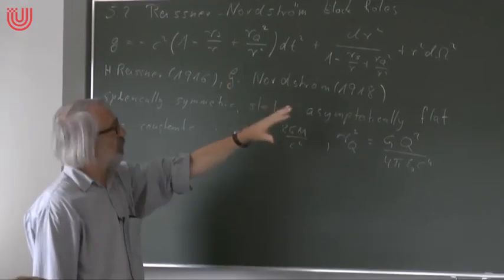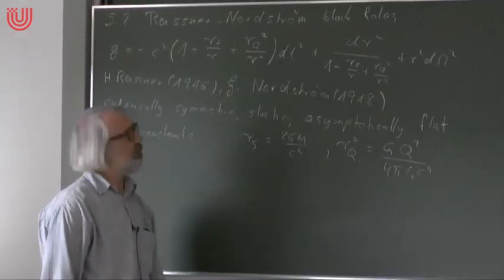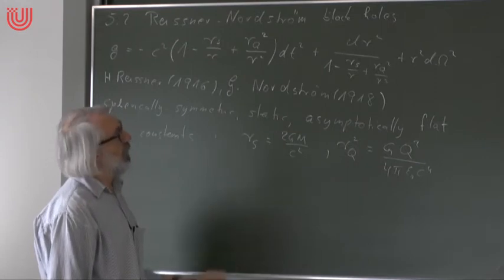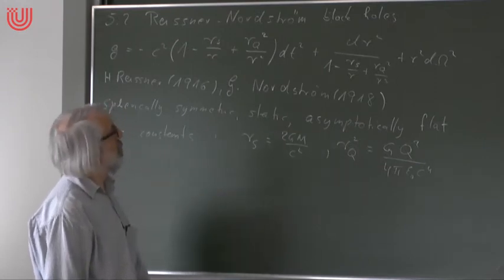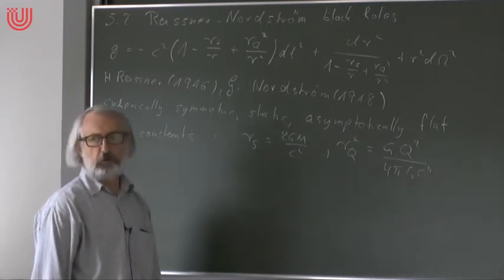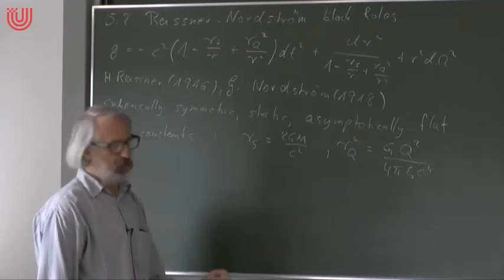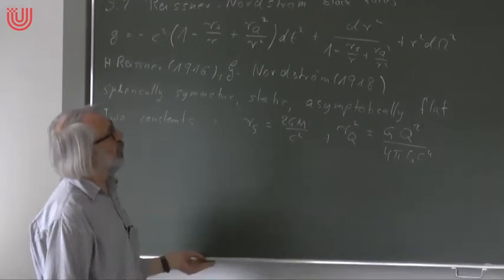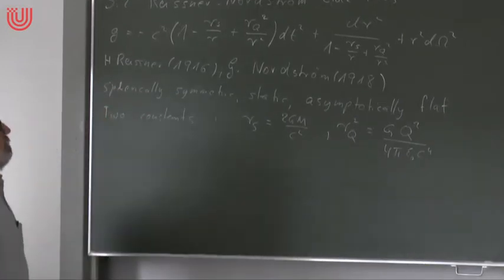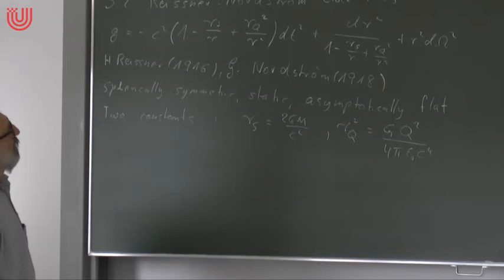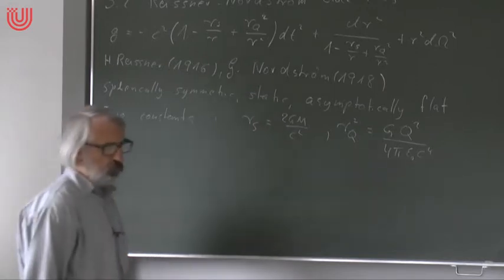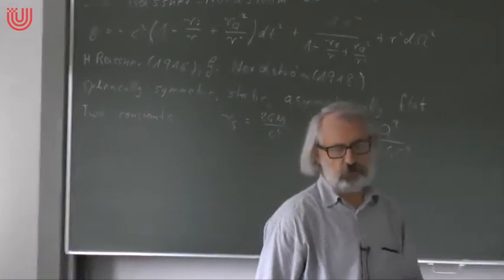So for a distant observer, the difference between Schwarzschild and Reissner-Nordström is not very big. But if you are adventurous enough to come close to the singularity, then you will see big differences. And actually, we will discuss this very soon. So that's an important thing which you should have in mind from the very beginning. The influence of the charge becomes relevant close to the singularity.